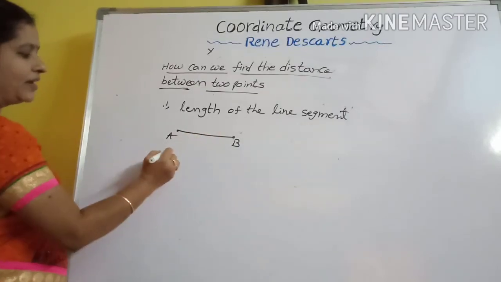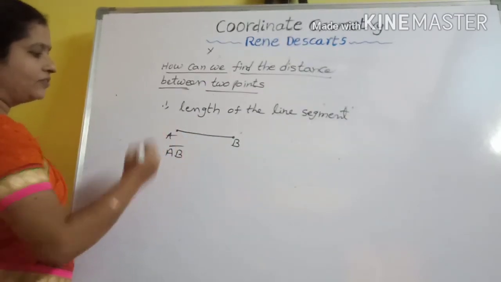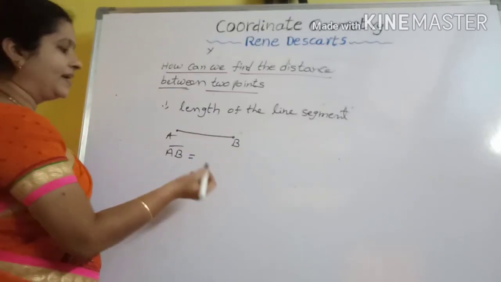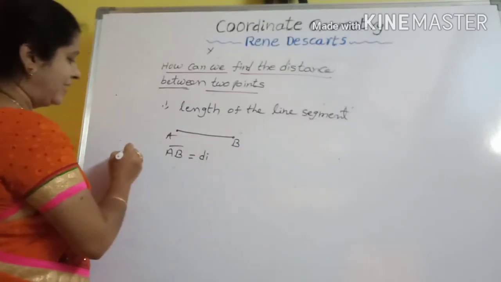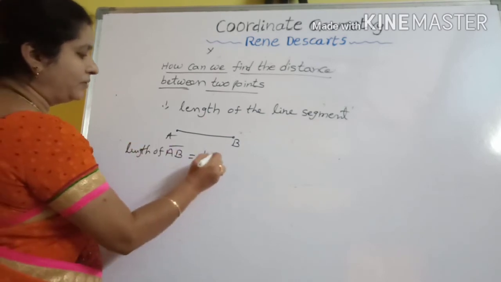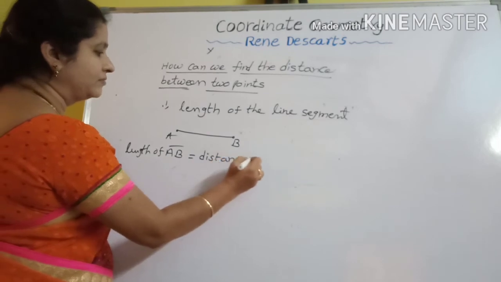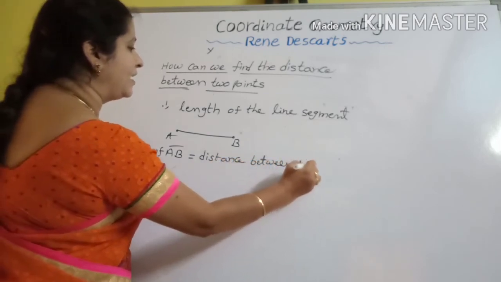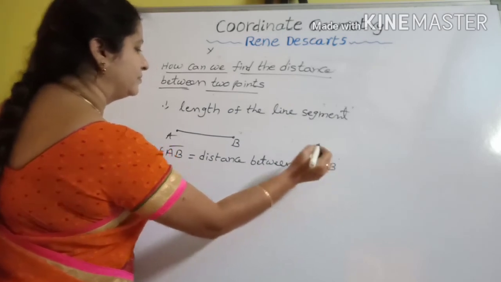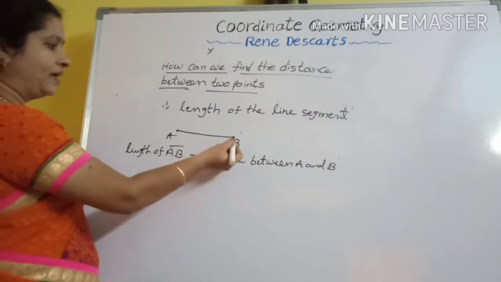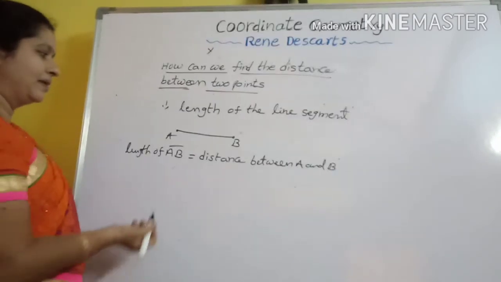What is the length of AB? The length of AB equals the distance between the 2 points A and B. Length of AB equals distance between A and B. So by using the distance formula, we can easily find out the length of the line segment.